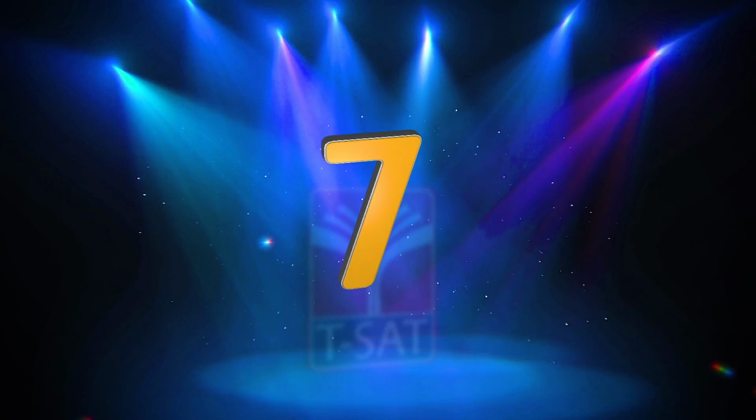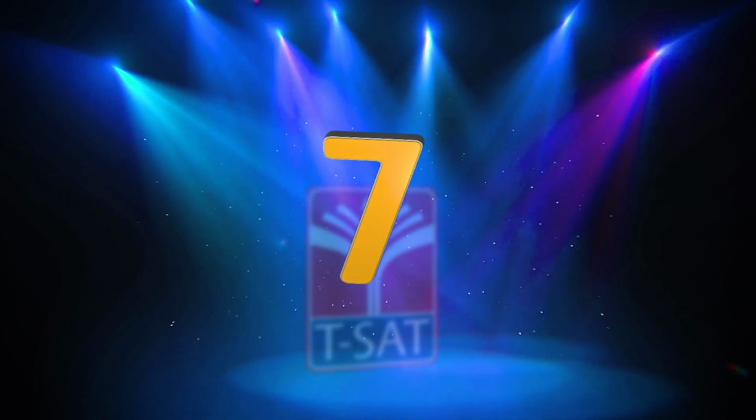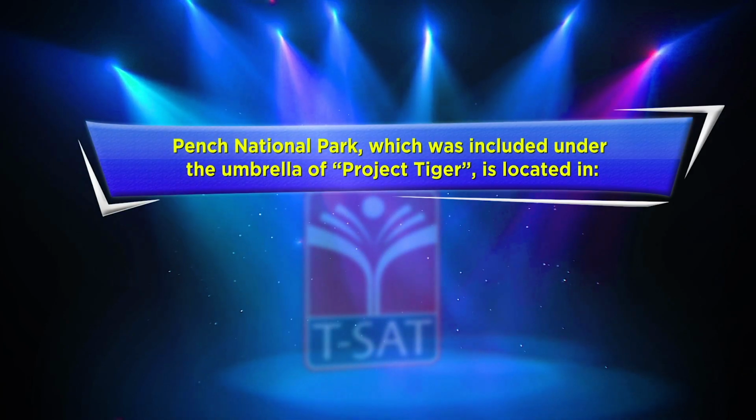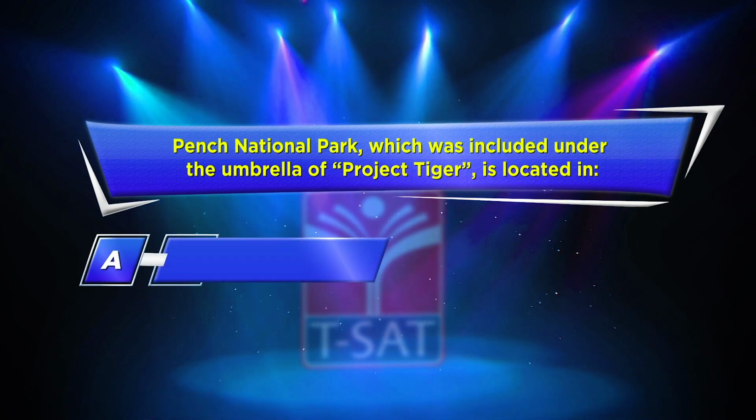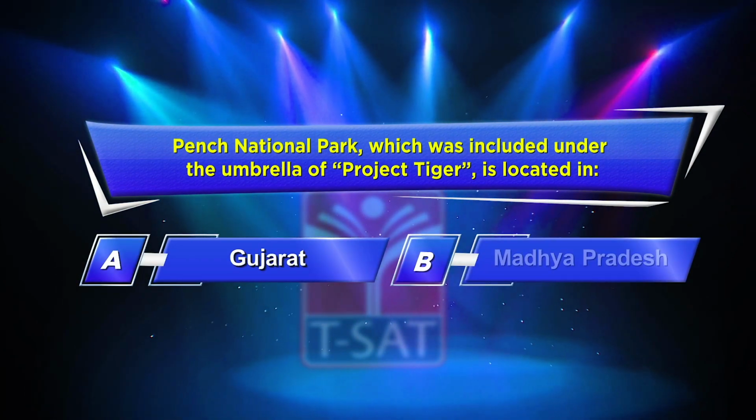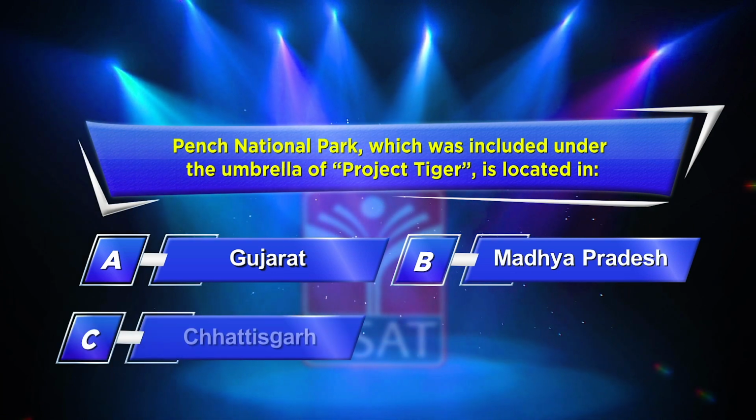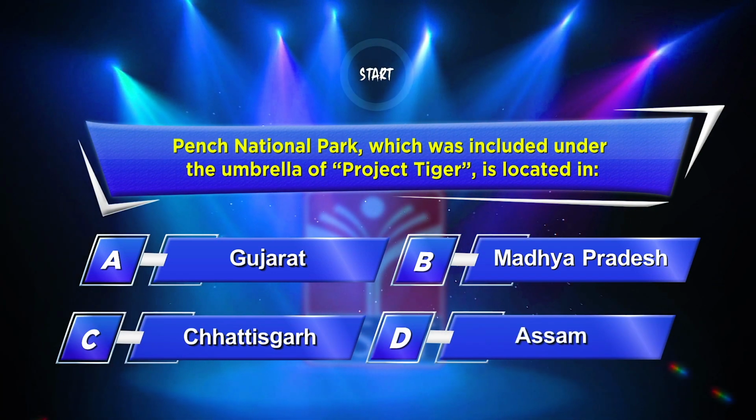Seventh question is about environment, ecology and biodiversity. Pench National Park, which was included under the umbrella of Project Tiger, is located in option A, Gujarat, option B, Madhya Pradesh, option C, Chhattisgarh, option D, Assam. Your time starts now.